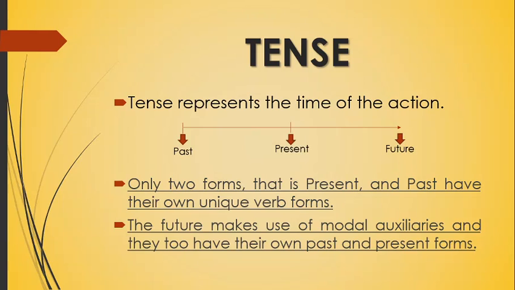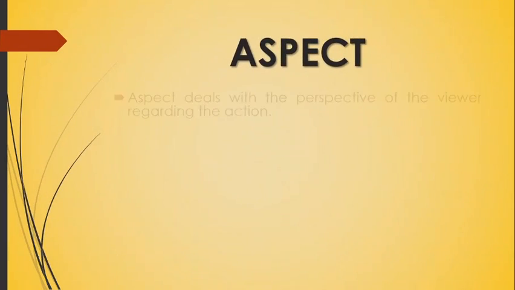Now the present and past use their unique form to indicate the present time and the past time. And apart from these two forms, today we will talk about another form, which is the past participle form. We will come to that shortly, but before that, let's revise aspect.